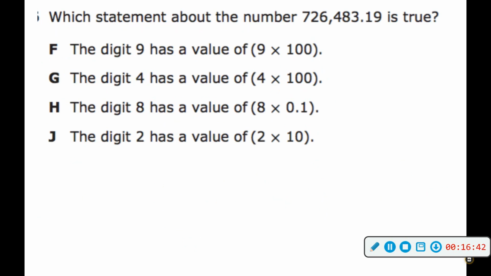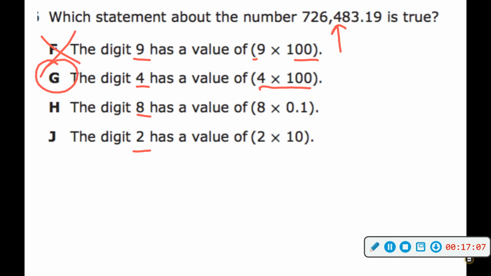Which statement about the number 726,483 and 19 hundredths is true? Now we're just looking to see if these digits are labeled correctly in expanded notation. Is there a 9 of those hundreds? No, there's a 4. Is there a 4 of those hundreds?